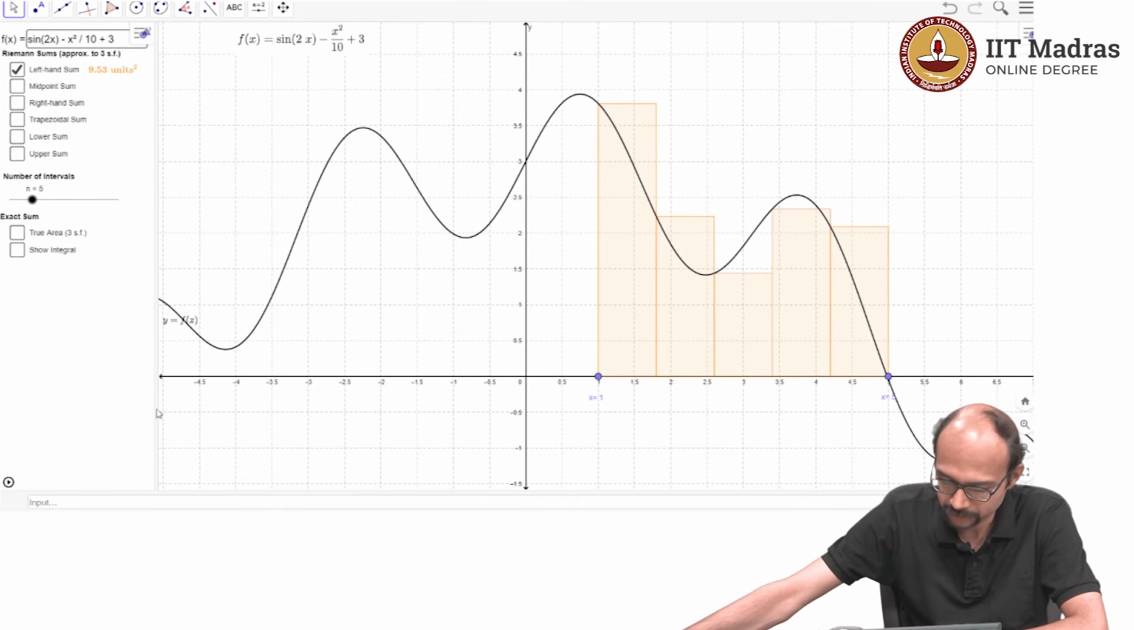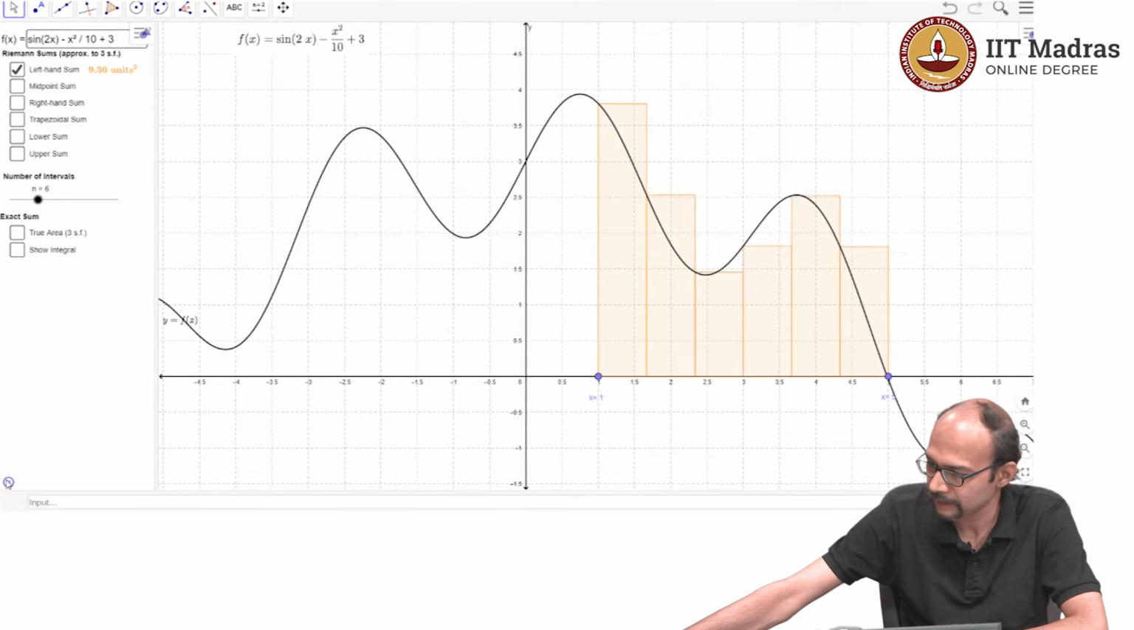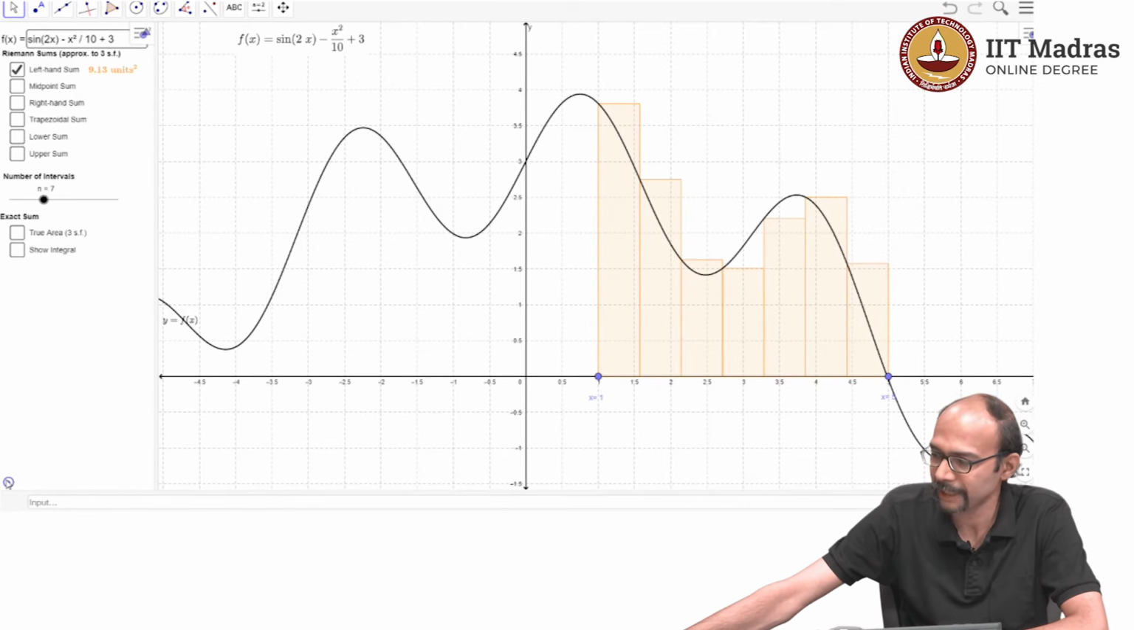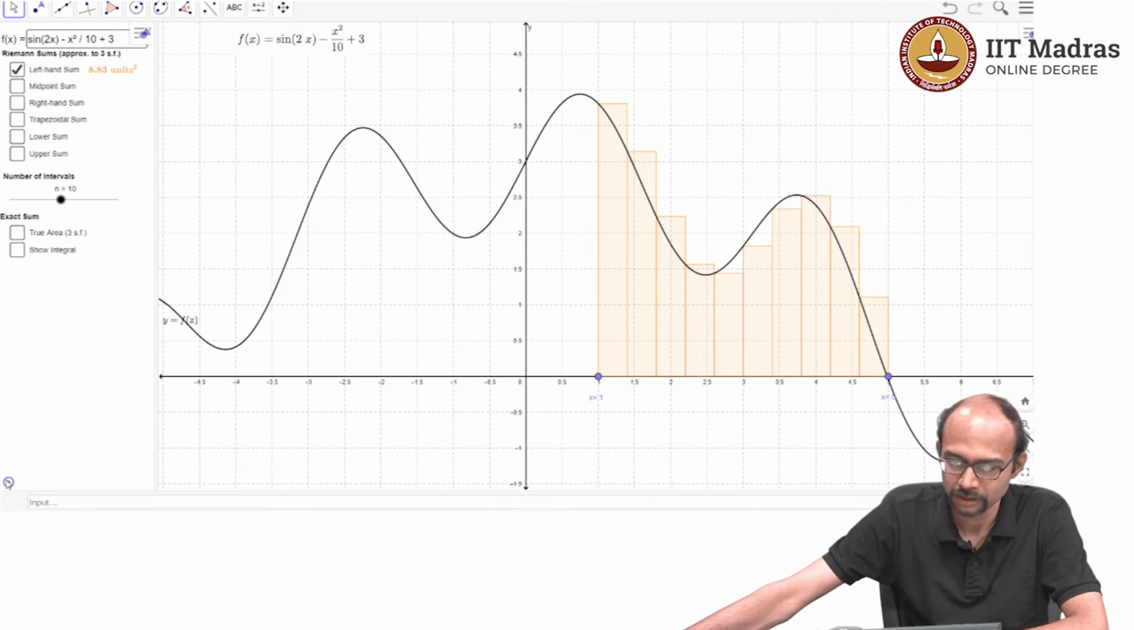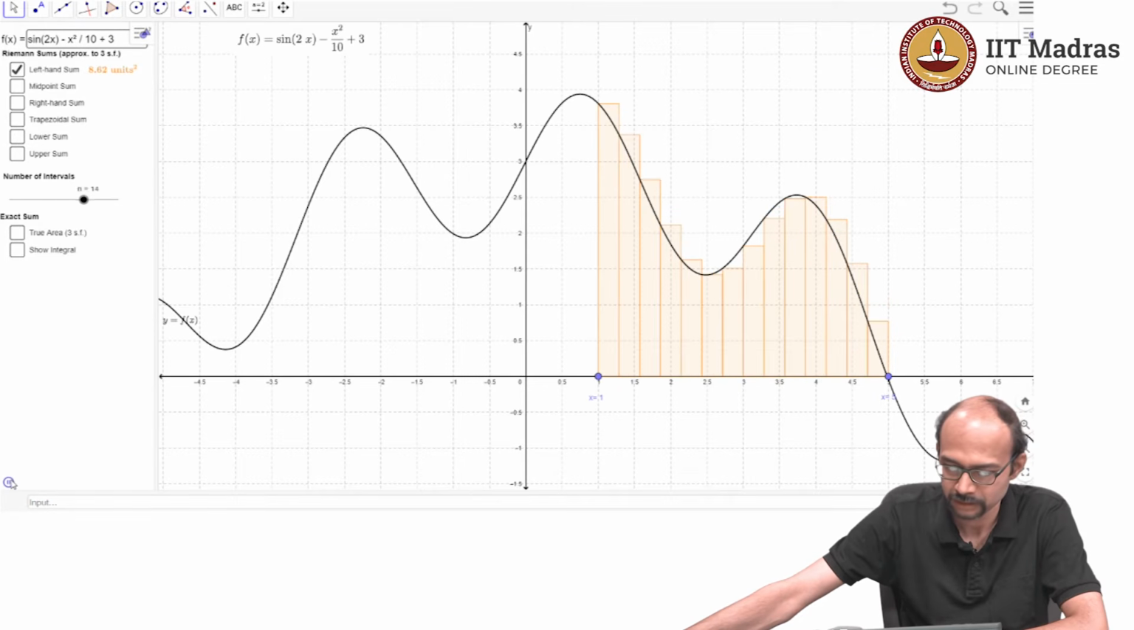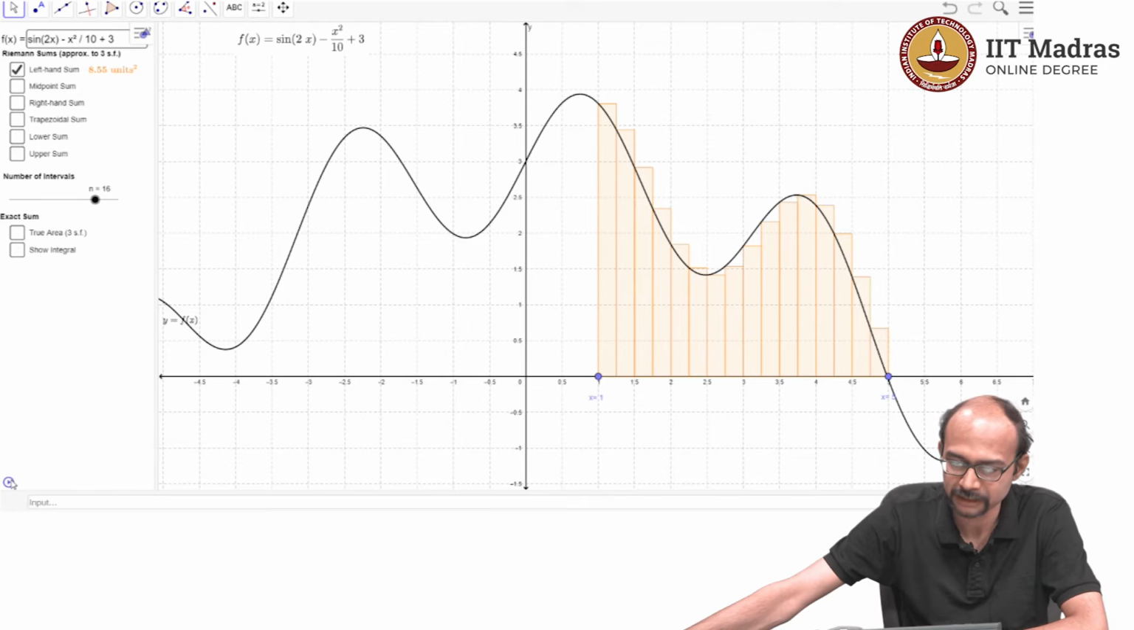And now we can play this animation. If we play this animation, then the number of intervals increases, and you can see what happens. Your intervals shrink, the number of rectangles increases, and slowly you are starting to approximate the area under the graph better than the previous one. So this is now 8.83 units. You can see it's changing, the area is changing.